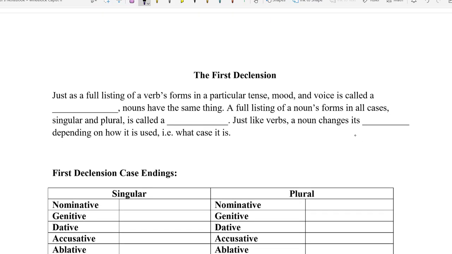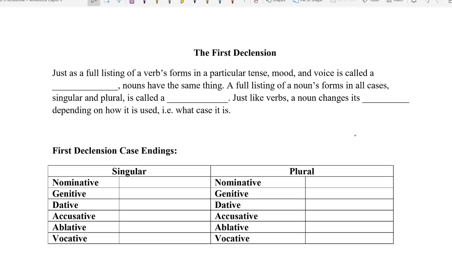The first thing that we're going to talk about is what's called the first declension. This is one of 5 declensions in Latin. Essentially, a declension is very similar to the idea of a conjugation, right? When we looked at a verb conjugation, that was listing out all of its forms for tense, mood, and voice. Nouns have the same thing, and a listing out of a noun's forms is called a declension.